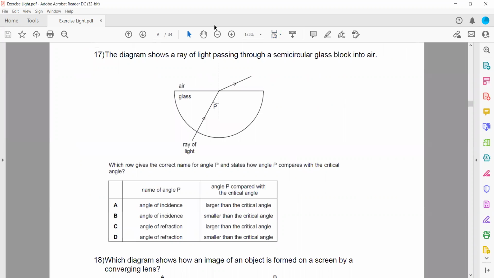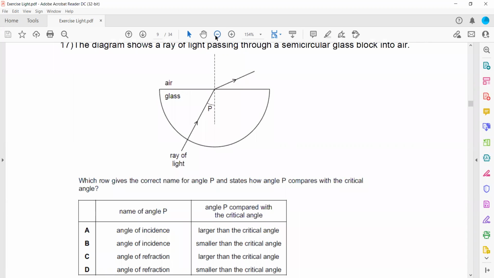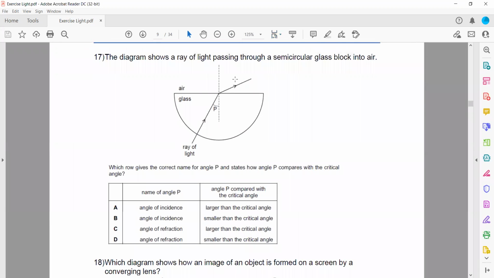In this figure, the diagram shows a ray of light passing through the semicircular glass block and into the air. Which row gives the correct name for P? Look, you can see the light is refracted and the angle of refraction is not 90. It is because if the angle of refraction is 90, then we call it the critical angle. If it is not 90, this is the angle of incidence, P is the angle of incidence, and when we compare P with the critical angle, it is less than the critical angle.